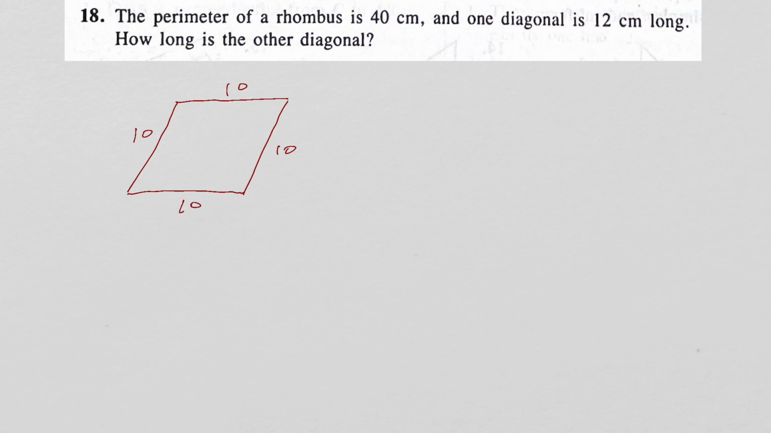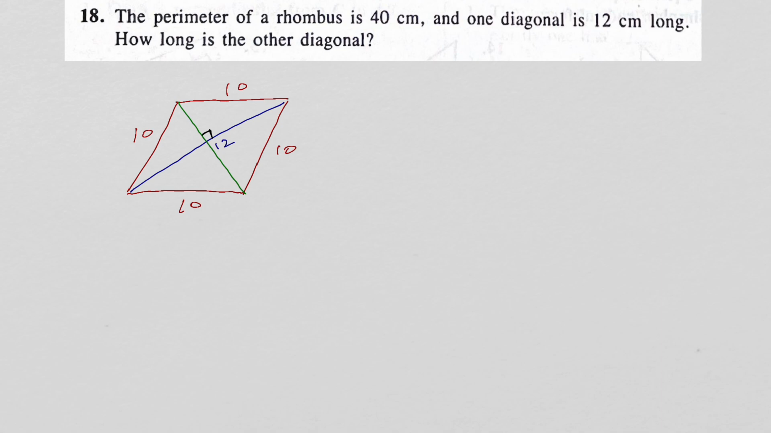And one of the diagonals is 12. So I'm going to draw this and call this 12. The question is, how long is the other diagonal? Well, the nice thing that we know about rhombuses is that the diagonals intersect at right angles.